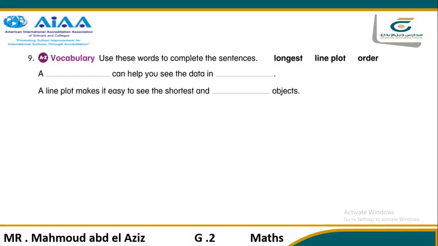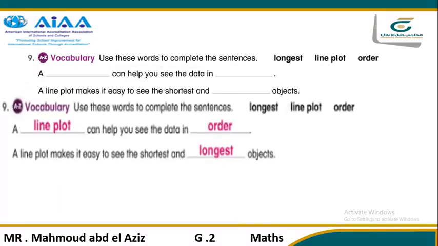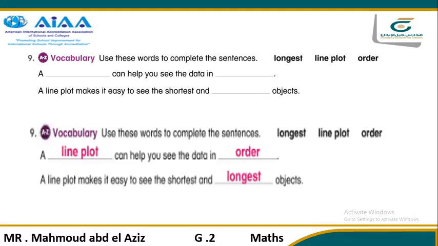With another question, use these words to complete the sentence. What here can help you see the data? A longest or line plot or order? Excellent. It's a line plot. Can help you to see the data in order. Excellent. So here we will write line plot can help you see the data in order. A line plot makes it easy to see the shortest and the longest objects.